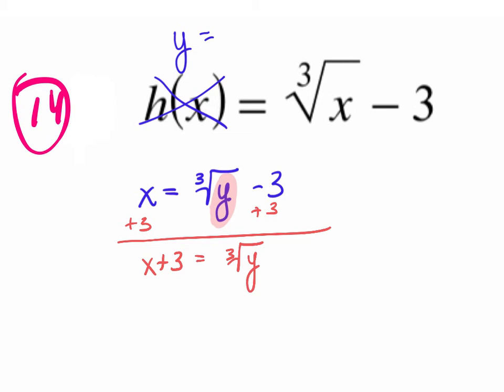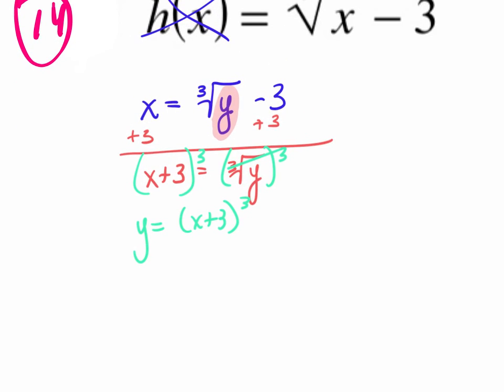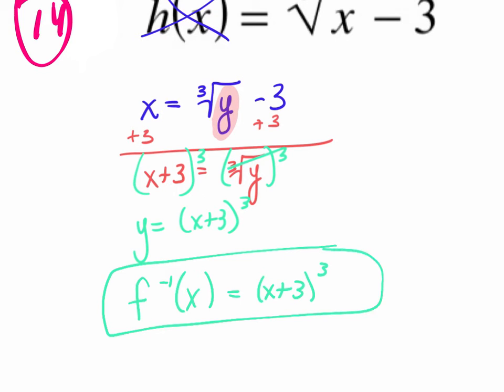What's the opposite of the cube root? Cubing a number. So if I cube this side, then I have to cube this whole side. So this becomes y equals x plus 3 cubed. And you can leave it like that. You don't have to multiply it all out. But the last thing you need to do is change this to f negative 1 of x equals x plus 3 quantity cubed. You have to have the inverse notation in your answer. Very important.